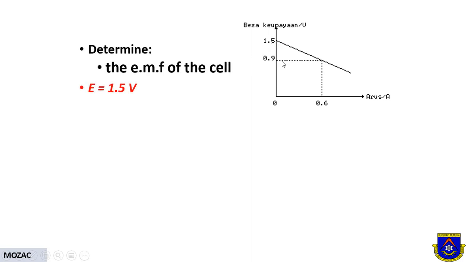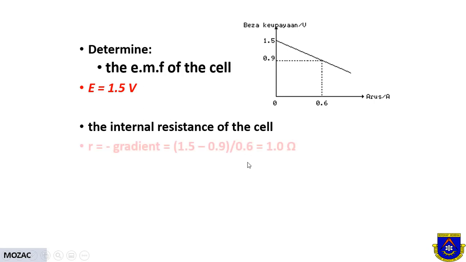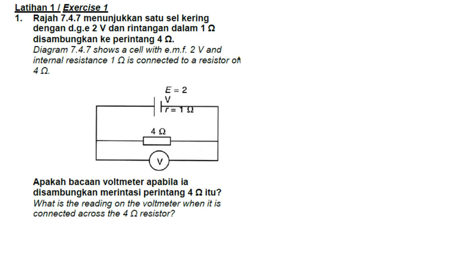And then what is the internal resistance? Calculate the gradient: 1.5 minus 0.9, divided by 0.6 minus 0. So we get 1.0 ohm. Alright, so that's it for the EMF and internal resistance. Now let's look at examples of questions regarding EMF and internal resistance.